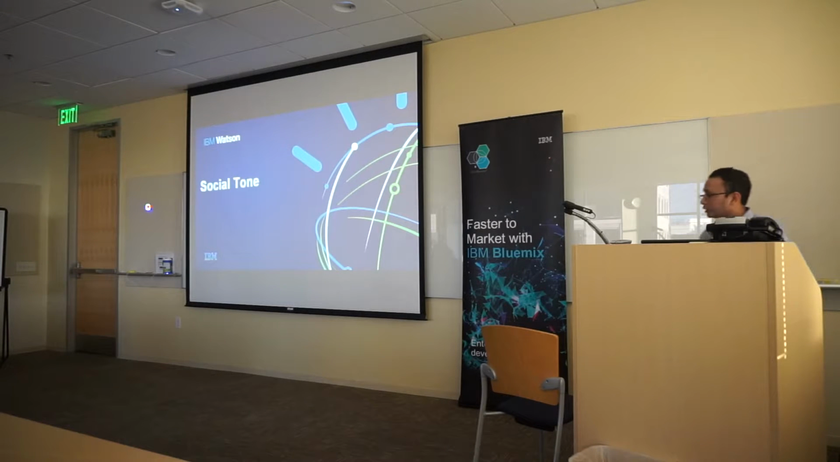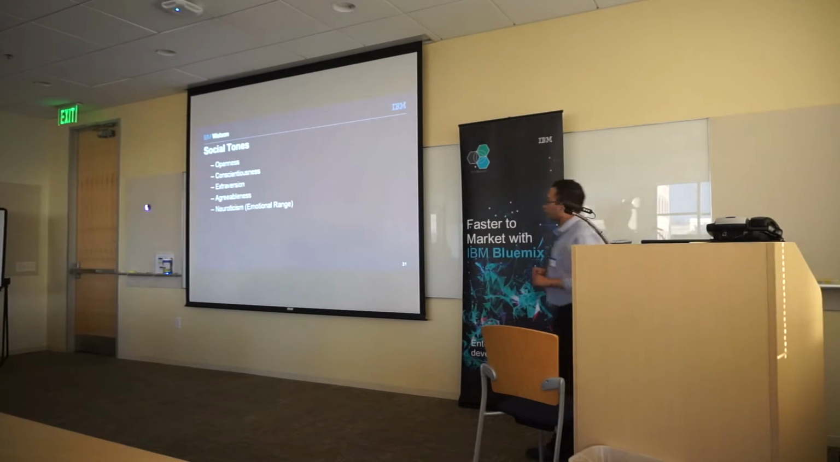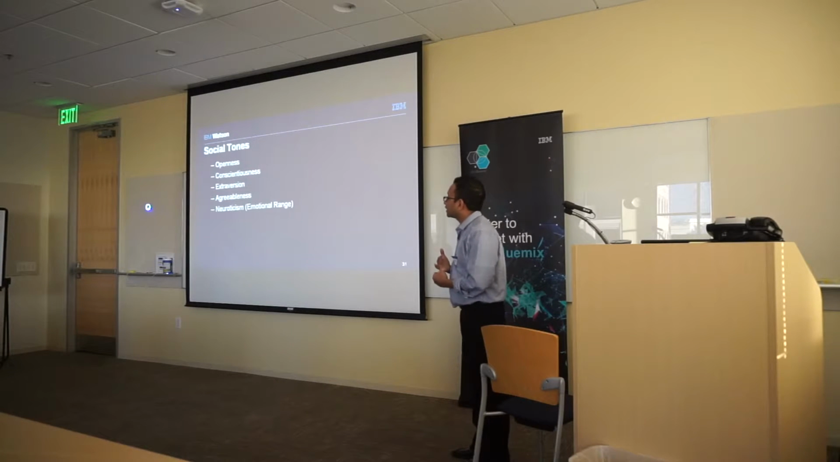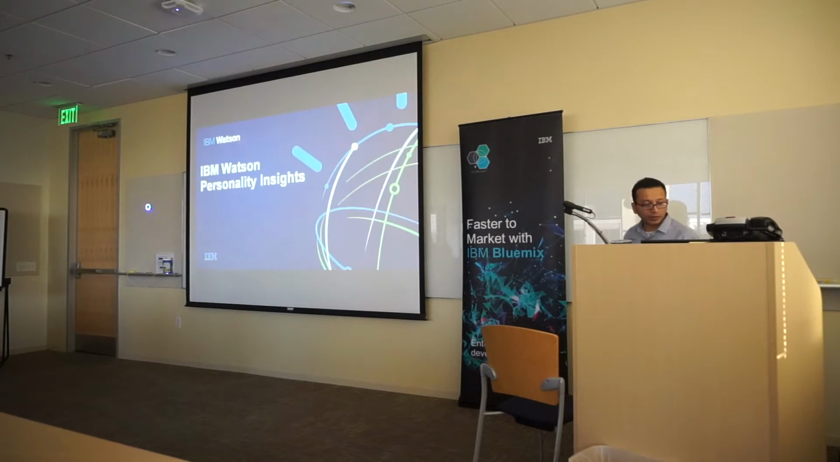Talking about social tone, as when I was introducing the service at the beginning, I mentioned that social tone is coming from our Personality Insights service. So when I talk about social tone, I will also show you a glimpse of that service. There are 5 dimensions of social tone: openness, conscientiousness, extroversion, agreeableness, and neuroticism, or emotional range. These dimensions are coming from the Big 5. As I mentioned, they're coming from Personality Insights. Again, this service was developed by our team.